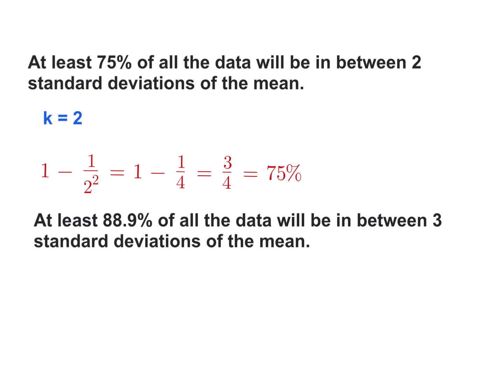Okay. In this case, and I'm going to prove this one to you as well, and we saw it in the picture that we looked at, at least 88.9% of all the data will be in between 3 standard deviations. In other words, as I move further and further away from the mean, I include more and more of the data, right? So the closer I am to the mean, less of the data. 2 standard deviations away, at least 75%.